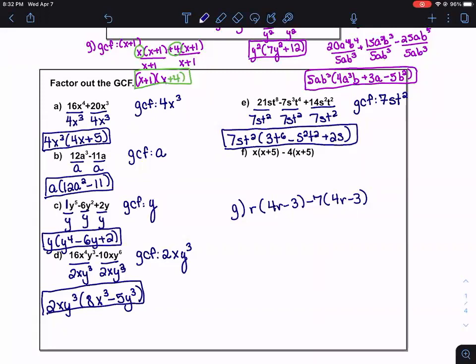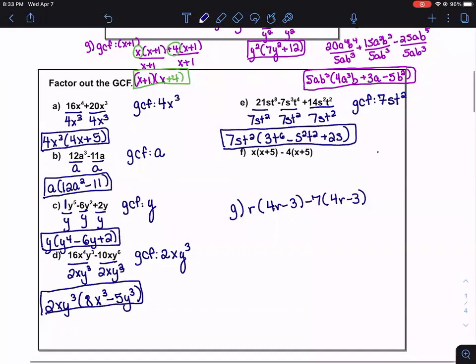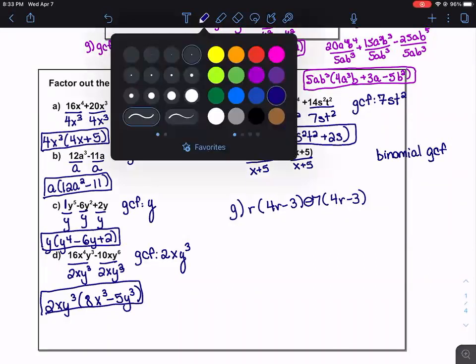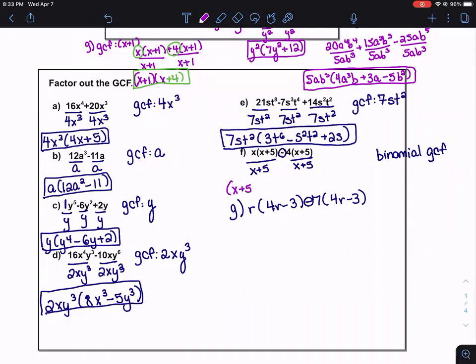So either way. For F and G, the common value is that binomial again. So I'm just going to make a little note of that for you guys. So this is a binomial GCF. We know that there is a separation of each of these by the minus sign. So the GCF is going to be x plus 5. And again, you're going to see this a lot in lesson number 6 when we do what we call factoring by grouping. When I factor out x plus 5 from the first, I'm left with x. And when I factor out x plus 5 from the second, I'm left with minus 4. And we put that in its own set of parentheses.